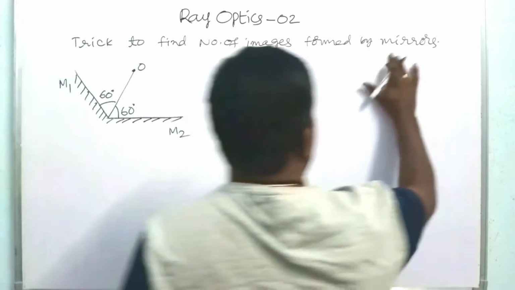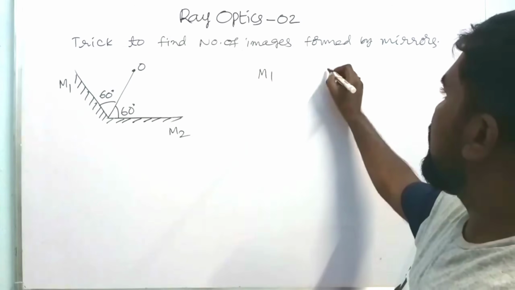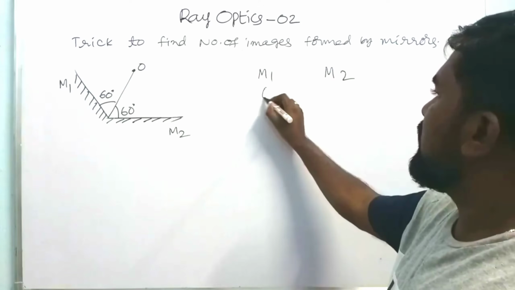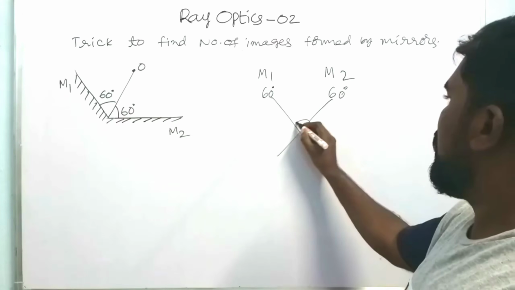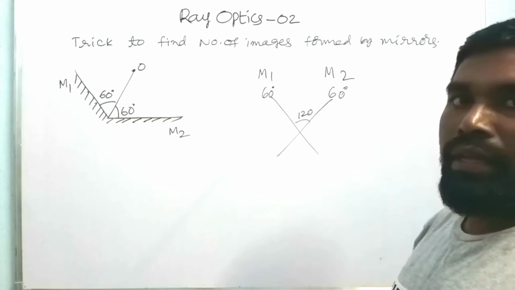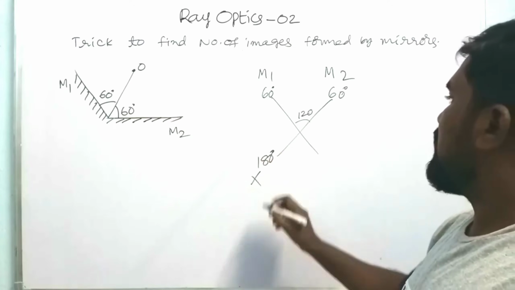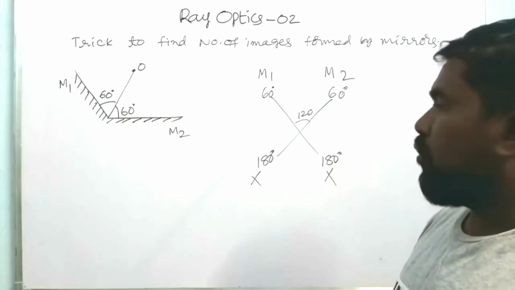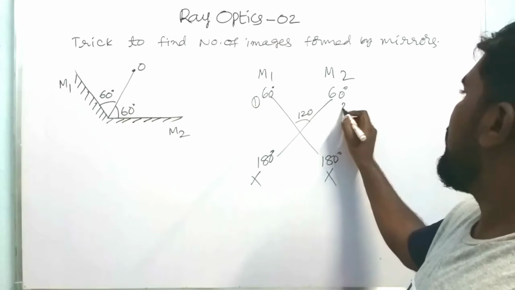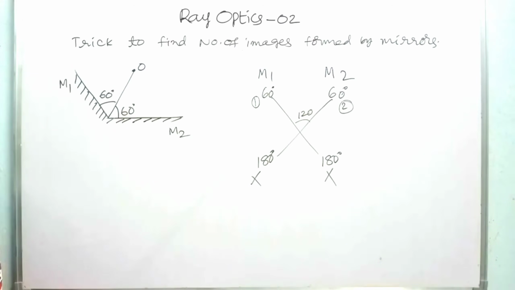Try it. How many images are found? Right? So this is M1 and this is M2. M1 is 60 degrees, M2 is 60 degrees. By the crisscross method, the total is 120 degrees. Here 120 plus 60 is 180, no image. 120 plus 60 is 180, no image. How many images are there? 1 and 2. The number of images is only 2.